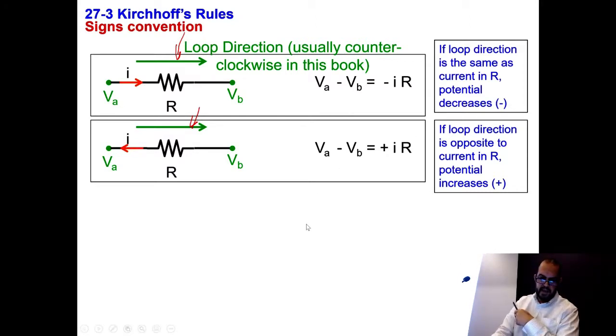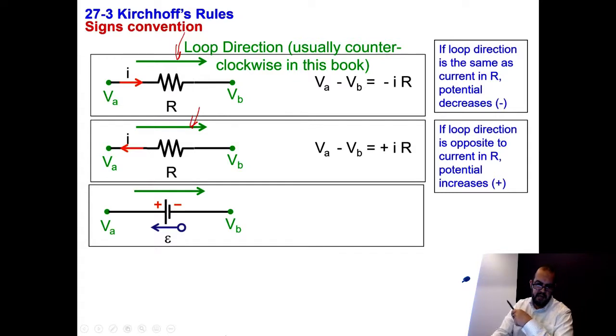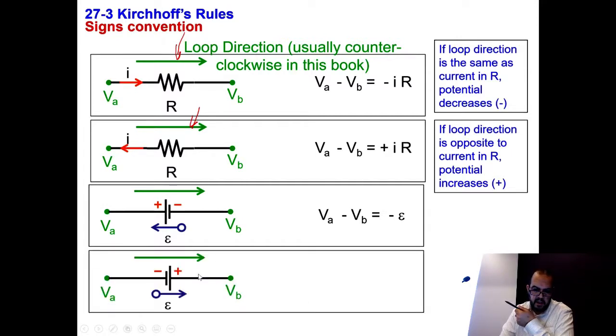How about going through a battery? If we go through an EMF, for example, and the loop direction is opposite to the direction of the EMF, in this case the potential decreases, so VA minus VB is minus epsilon. But if in the loop direction we enter through the negative terminal from point A to point B, the potential increases, so VA minus VB is going to be, in this case, equal to epsilon.